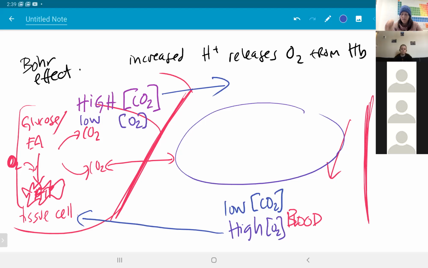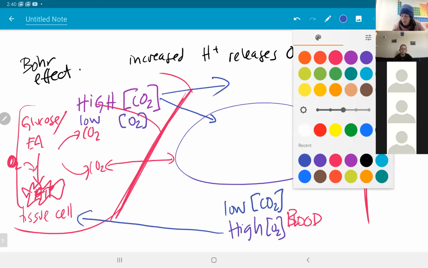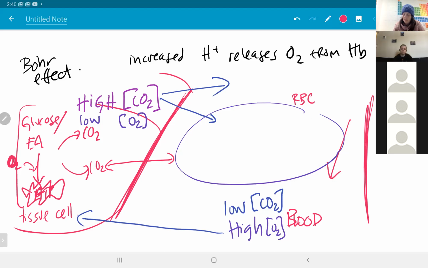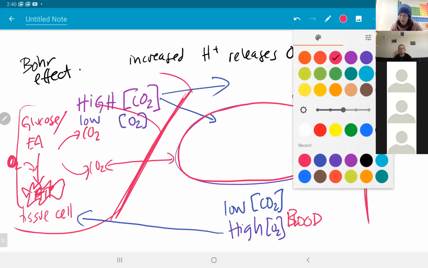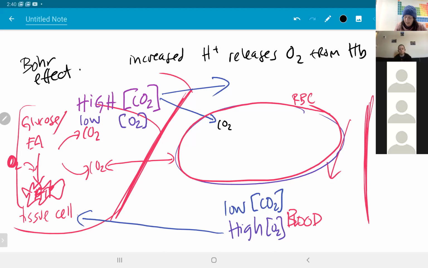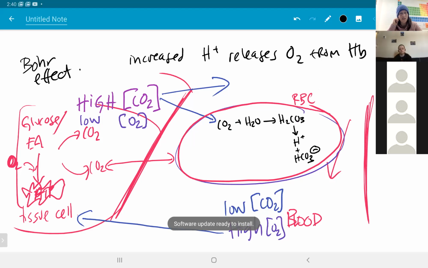Once the carbon dioxide moves into the blood, and remember, it can also, I should try to draw it, that it passes the membrane of our red blood cell. So this is our red blood cell. Okay. So carbon dioxide can freely pass into this red blood cell. And once it's inside the cell, there is an enzyme that will react carbon dioxide with water and give you H2CO3. And that's pretty unstable. So it almost immediately breaks down into H+ and HCO3-.